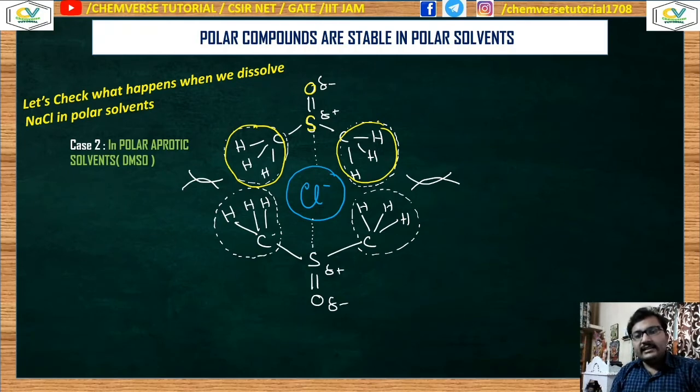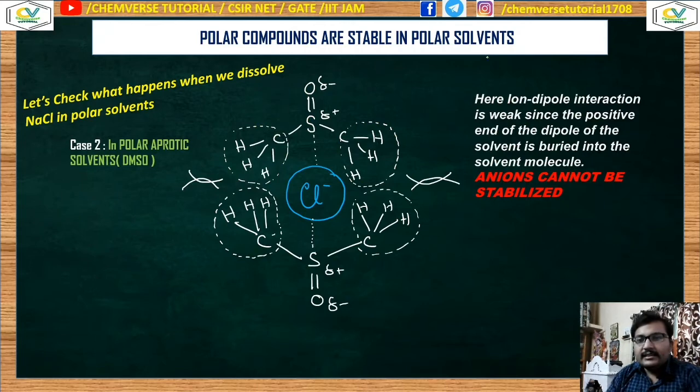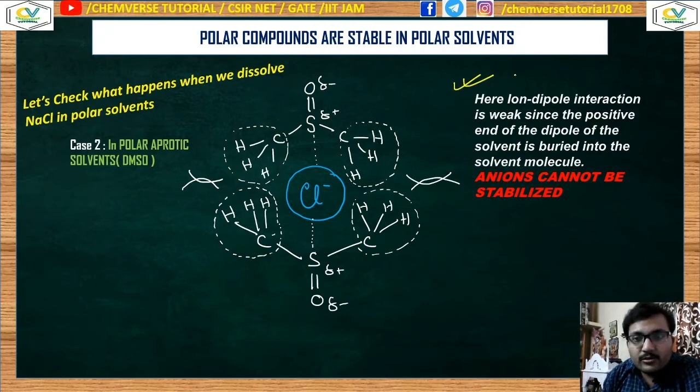So you can think that in most aprotic solvents, the positive charge is less available for ion-dipole interaction with the anion. As a result, it's a general rule, not always applicable, but in most cases we can see that the ion-dipole interaction is much weaker with the anion. In the case of the anion, it is a very, very weak interaction, and that is why anions cannot be stabilized.